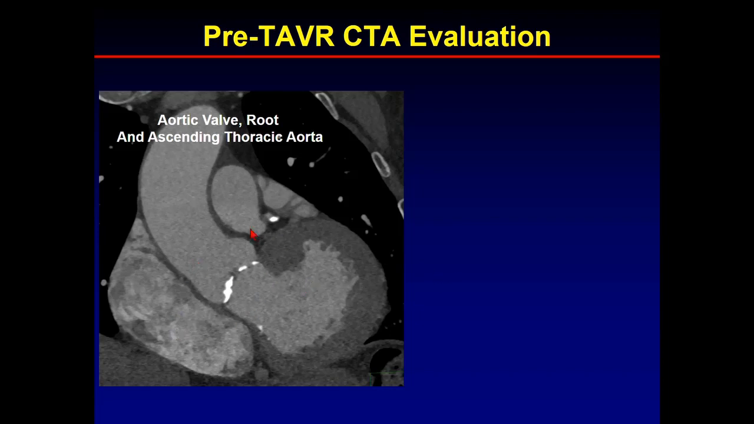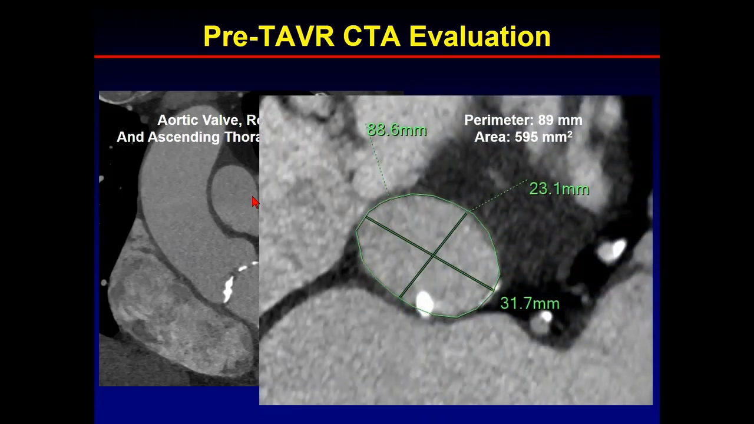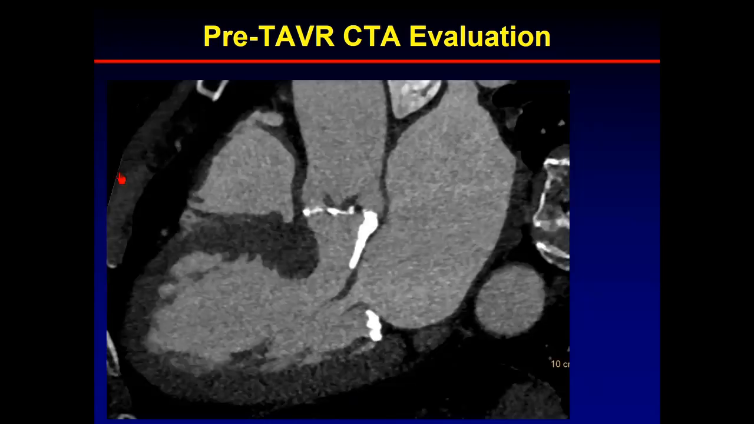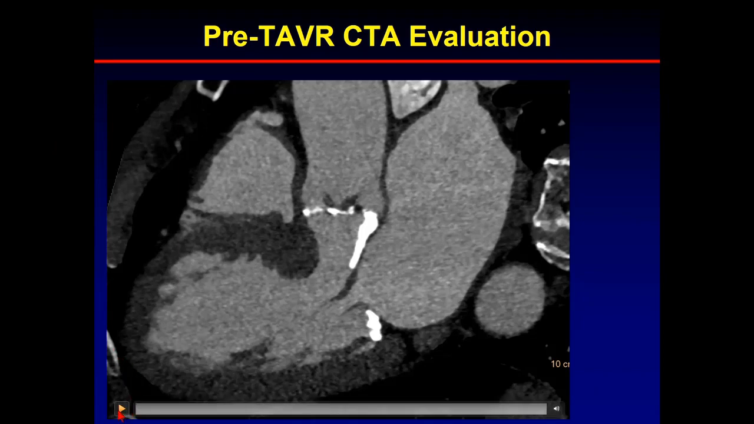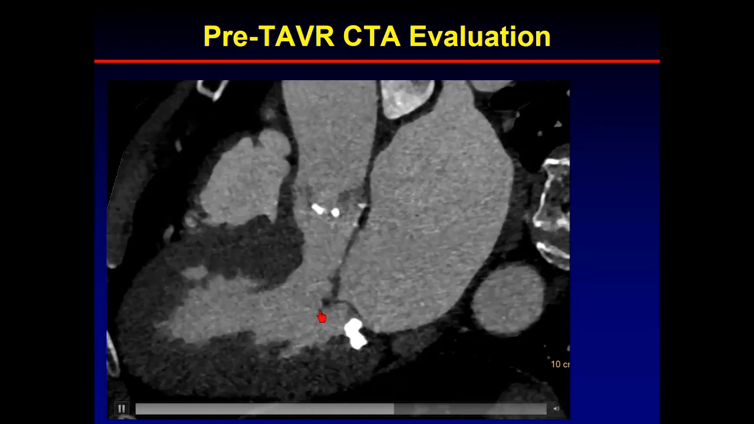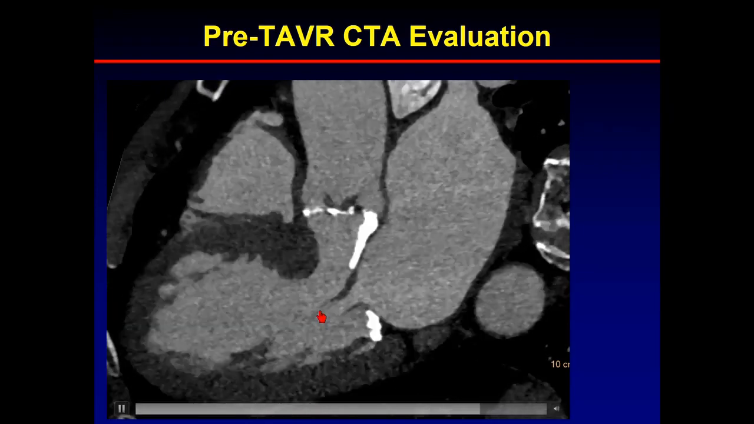This is the typical view in terms of the annulus and the aorta. Of course, he had annular measurements in systole. The perimeter was 89 millimeters. The area was 595 millimeters squared, a fairly large annulus. And this is a dynamic look at this patient. And you'll notice the mitral valve looks normal. There's really no significant mitral regurgitation.